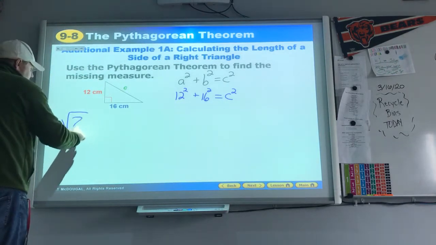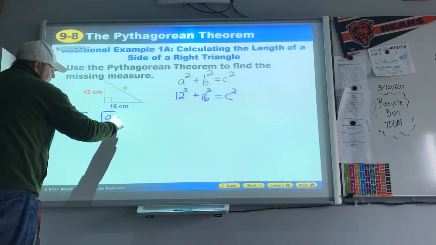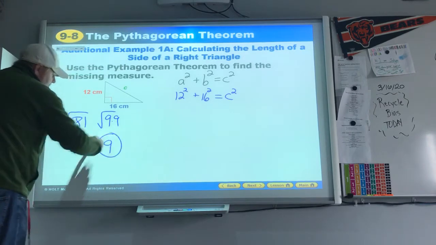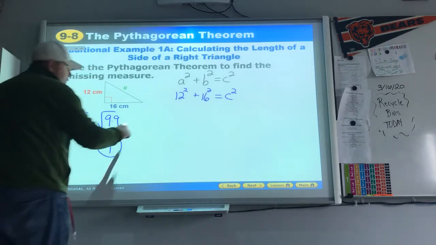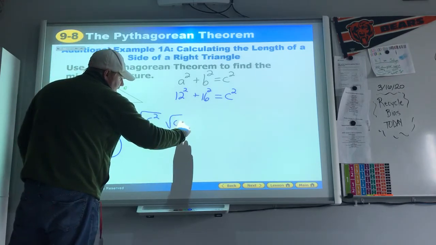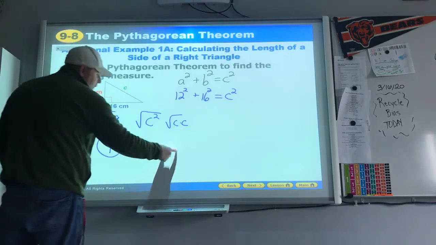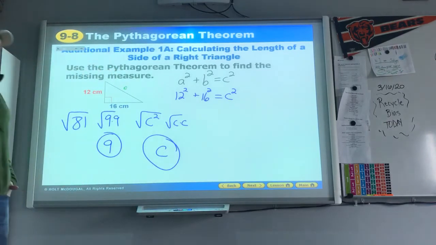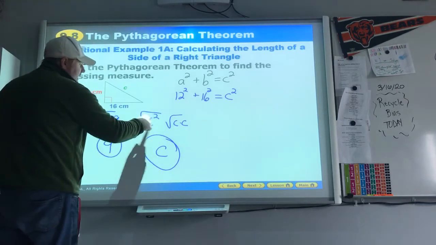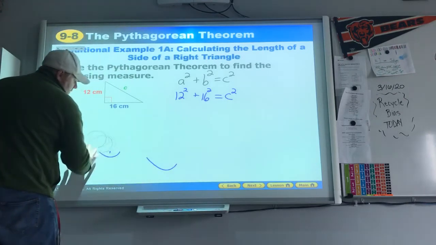Now there's something important you need to know. The square root of 81 is like the square root of 9 times 9. Oh, there's a pair. It's 9, since it's 9 times 9 that makes that. So the square root of C squared is kind of like saying the square root of C times C. It's C. That becomes very important, okay? We have to get it down to just C. We can't have C squared or A squared or B squared. That is an important piece of information.